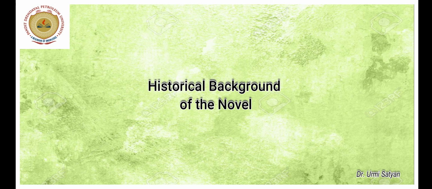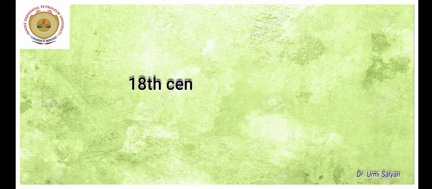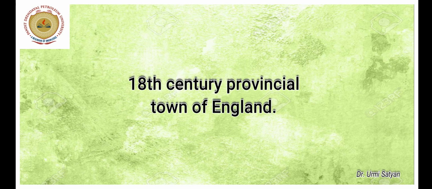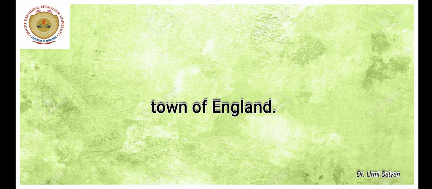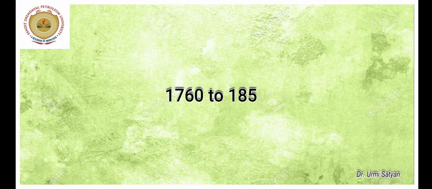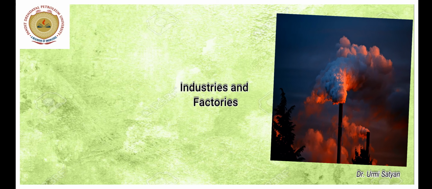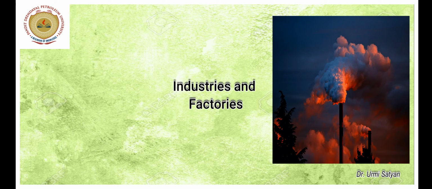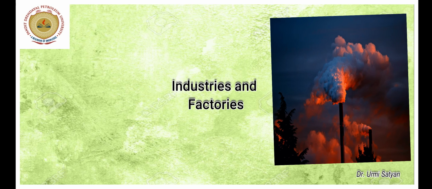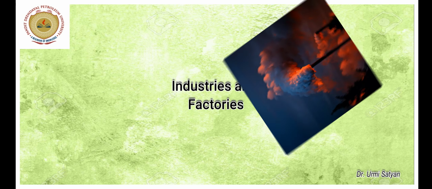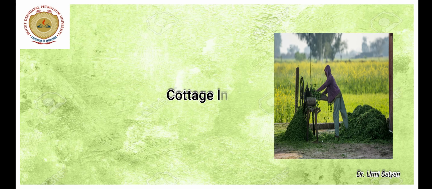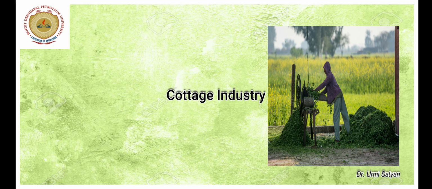Let us first understand the historical background of the novel. The novel is located in the 18th century provincial town of England. It was in this century, that is from 1760 to 1850, that England had witnessed enormous rise of industries and factories that overpowered most of the domestic sources of income. The cottage industry could not survive against the machines producing goods on a massive scale.